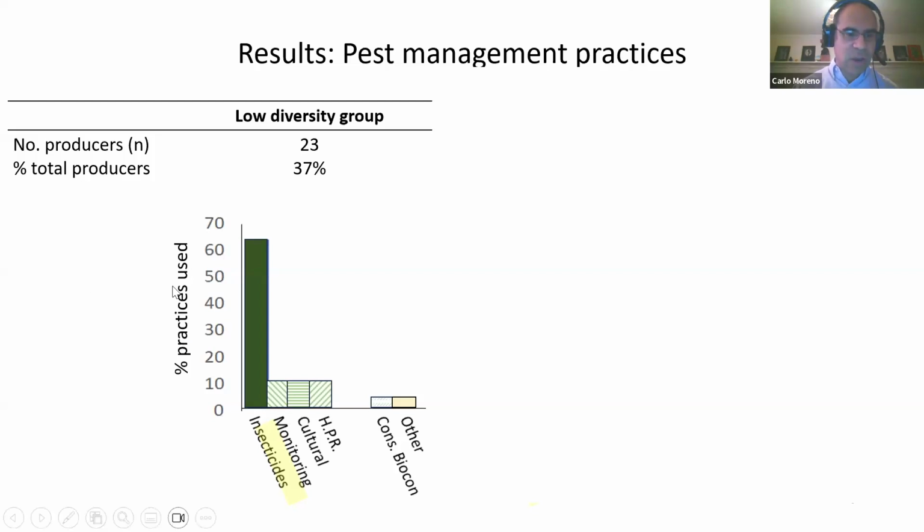And you could see that in this graph here. This is a percentage of the practices that they used. So within this group of 23 producers, over 60% of the practices that they were utilizing were insecticide-based, as you can see highlighted here in yellow.